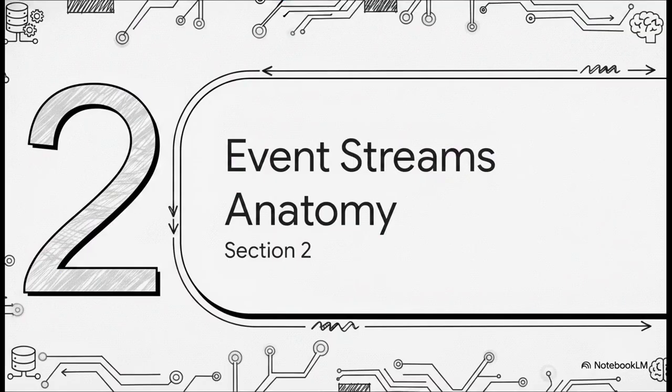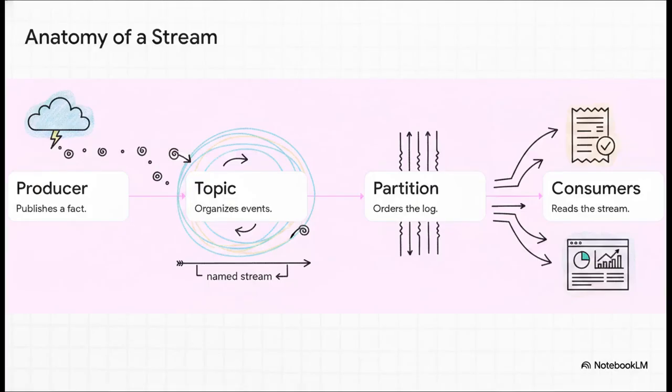Moving right along to Section 2, Anatomy of Event Streams. If you think about traditional databases as the memory of an application, well, event streams are its central nervous system. And this brilliantly illustrates the journey of just a single piece of data through that system. First up, a producer, let's say it's a payment service, publishes a fact. This event then enters a named stream called a topic, which essentially groups related events together. Inside that topic, the event is saved to a partition, which is what allows for parallel processing. And finally, the event gets read by one or more consumer groups. And these are the systems that actually do the work, like sending you a receipt or updating a dashboard.